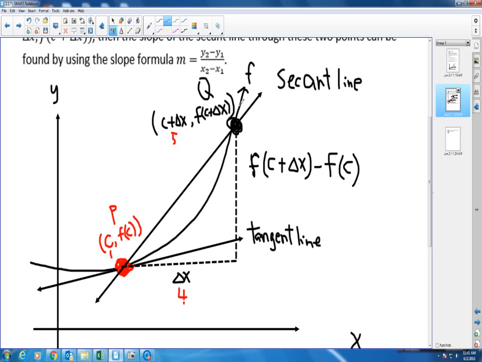So the change in altitude here, the change in y, will be the y value of point Q minus the y value of point P. That's what these symbols represent.